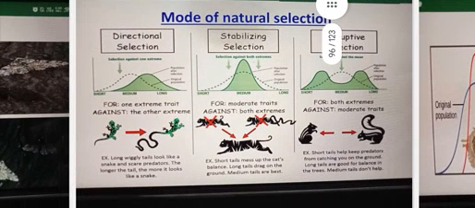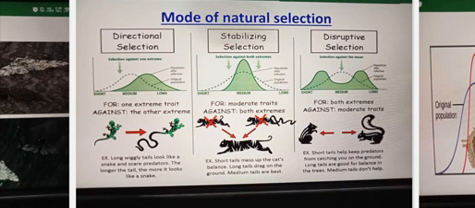Mode of natural selection, this is very important. Directional selection. One extreme trait against the other extreme. Long wiggly tails look like a snake and scare predators. The longer the tail, the more it looks like a snake. That's an advantage. So extreme traits are favored, that is directional selection.